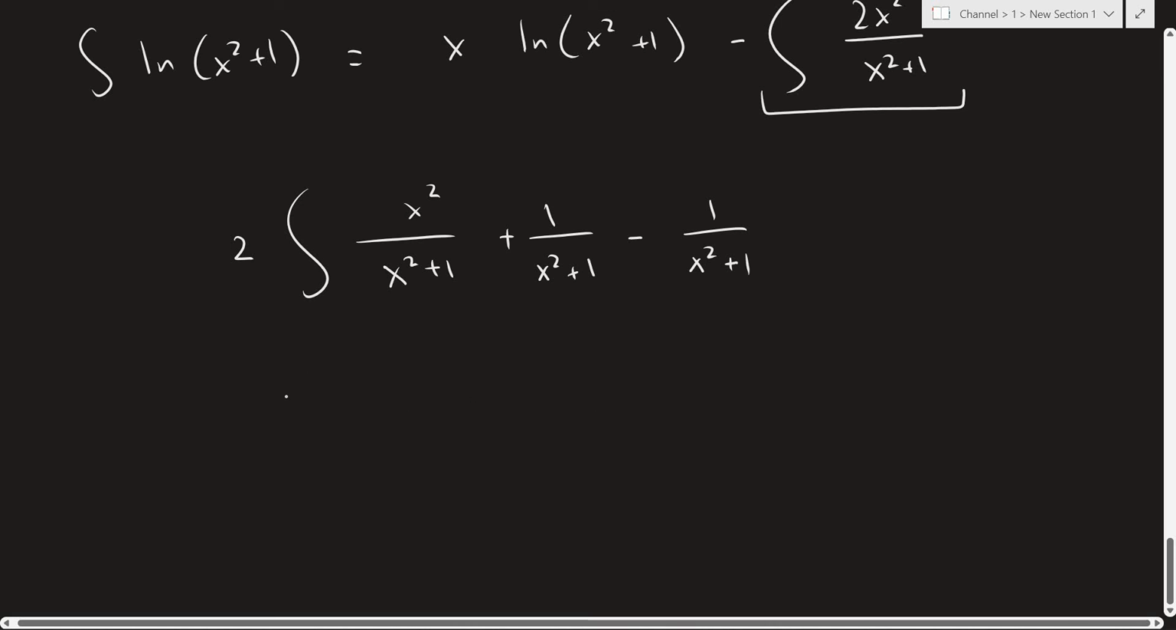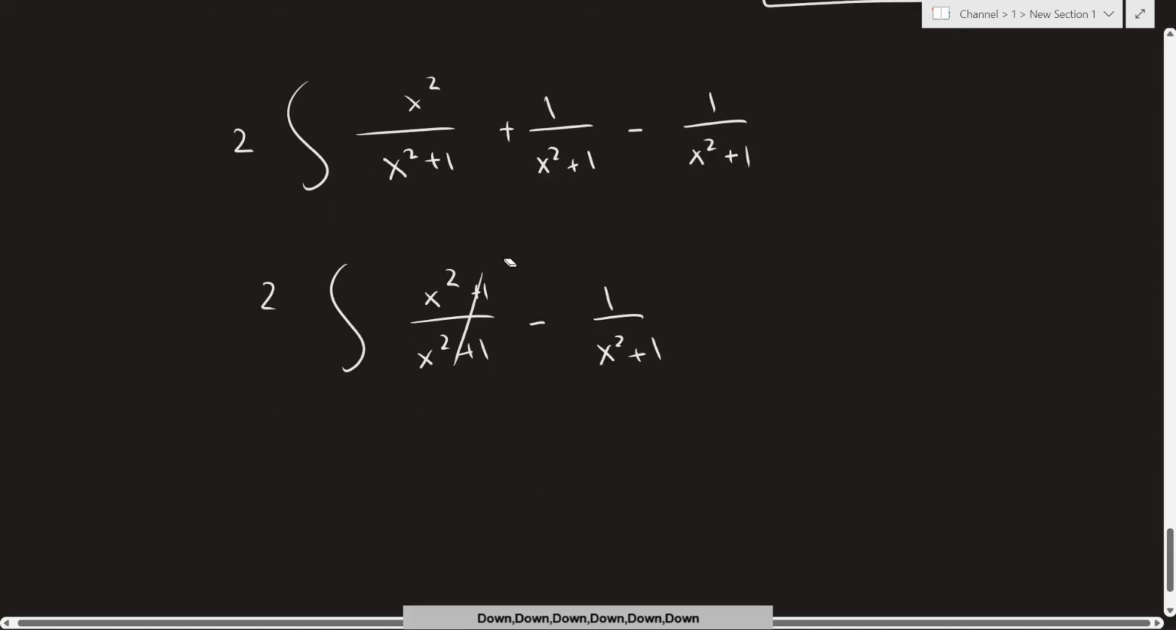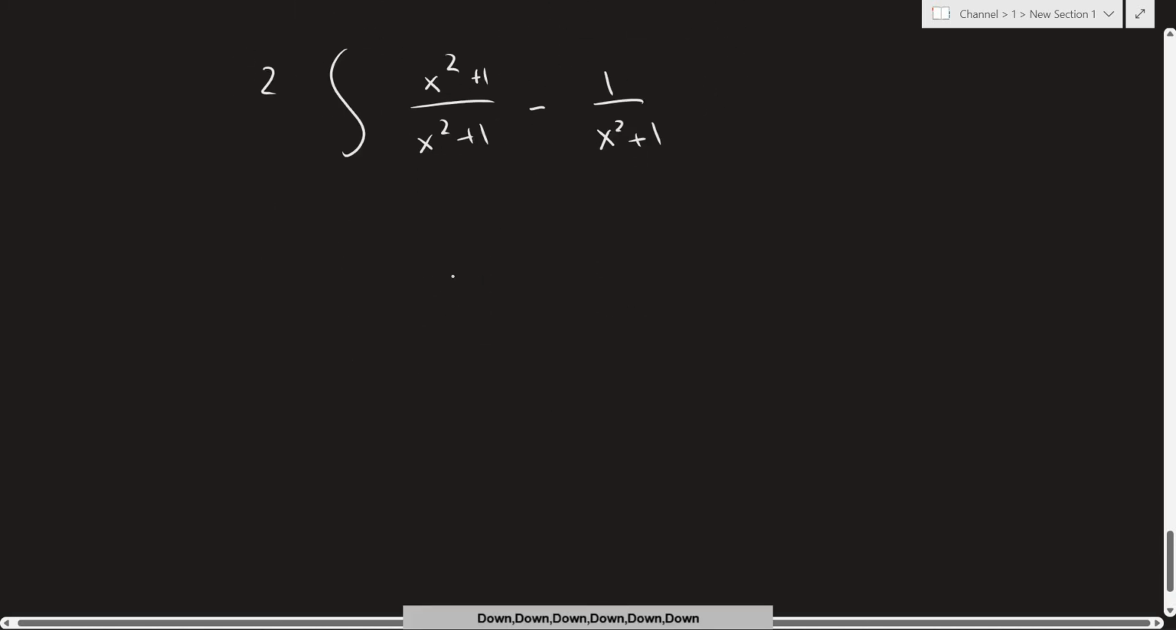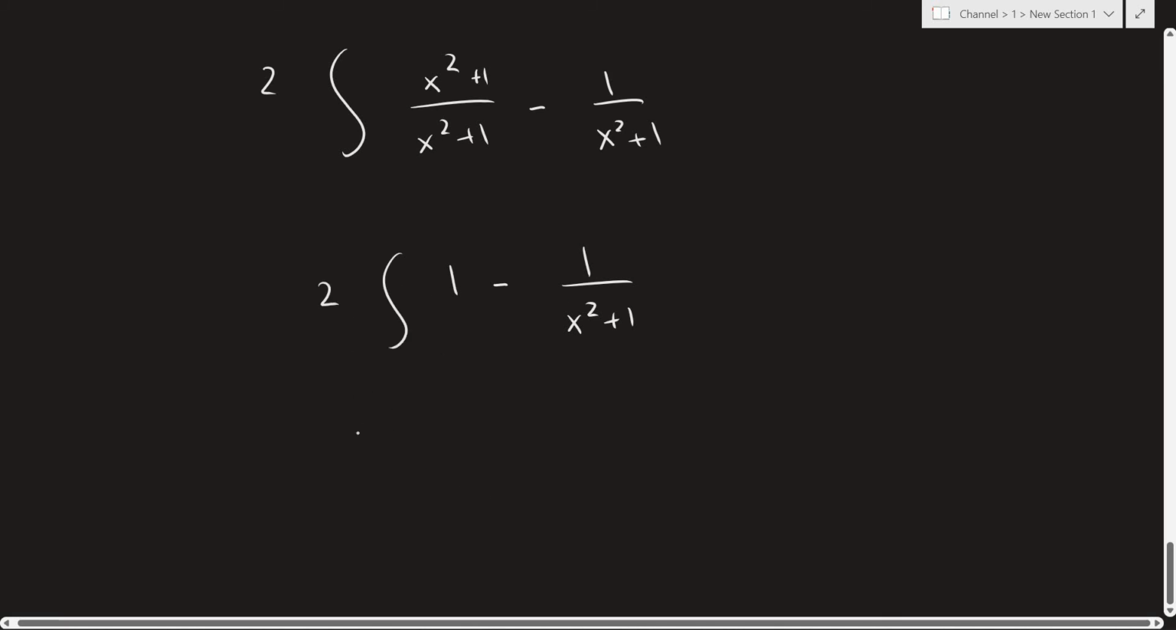Okay, so let me continue here. So 2 times (x squared plus 1) here, so it's going to be plus 1 minus 1 over x squared plus 1. So this will be 1. Let me not cancel it here. So it's going to be 1 minus 1 over x squared plus 1. Great. So now we integrate. So integration of 1 is simply x minus the integration of 1 over x squared plus 1.